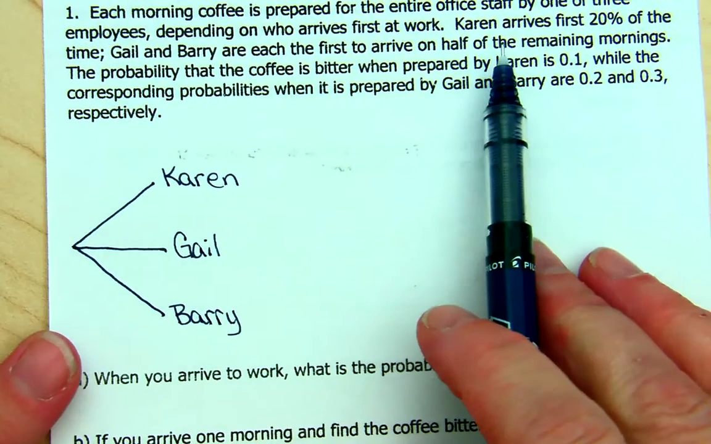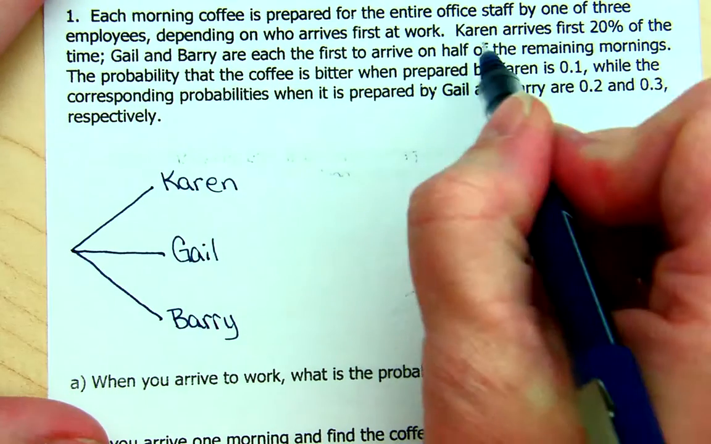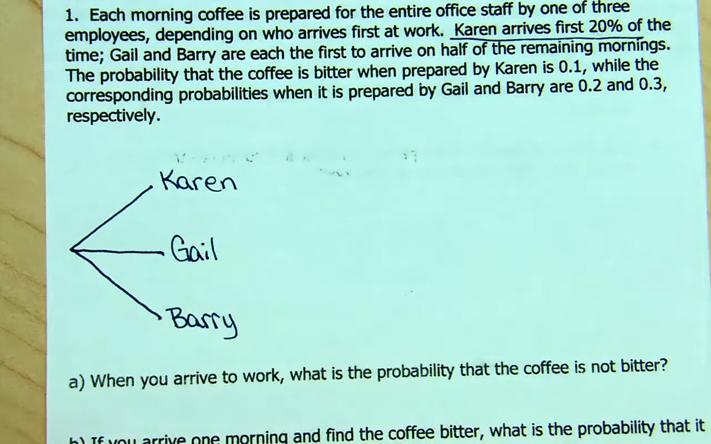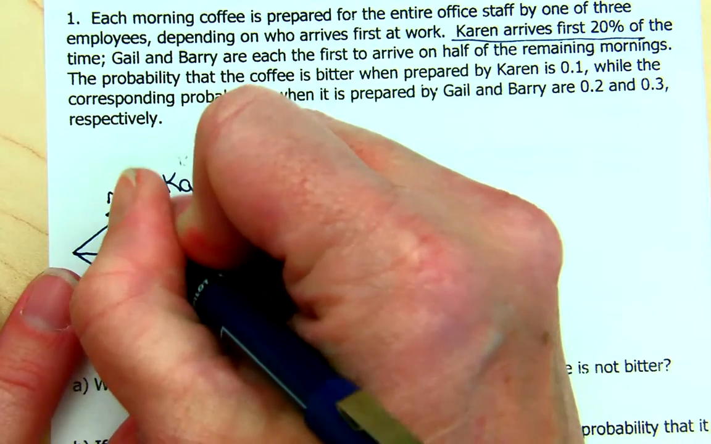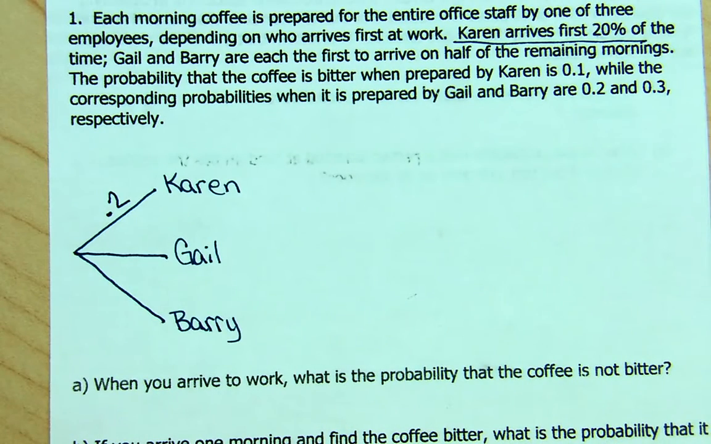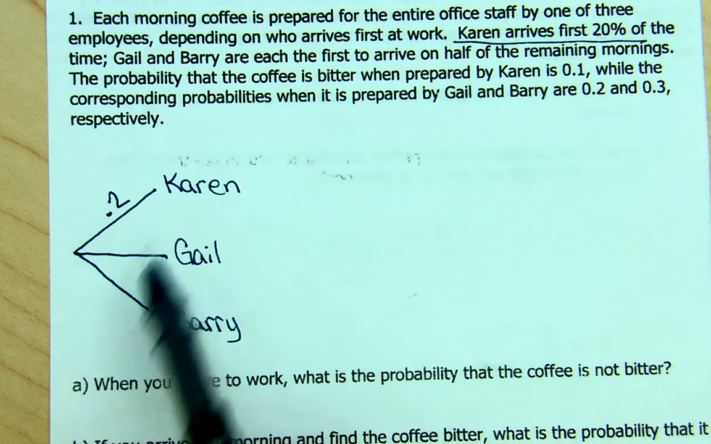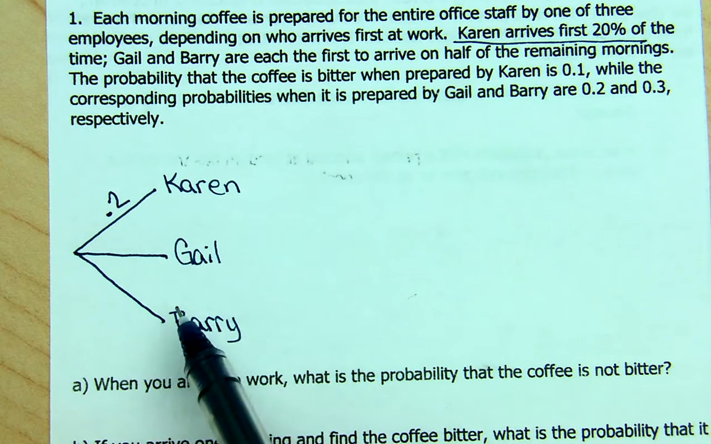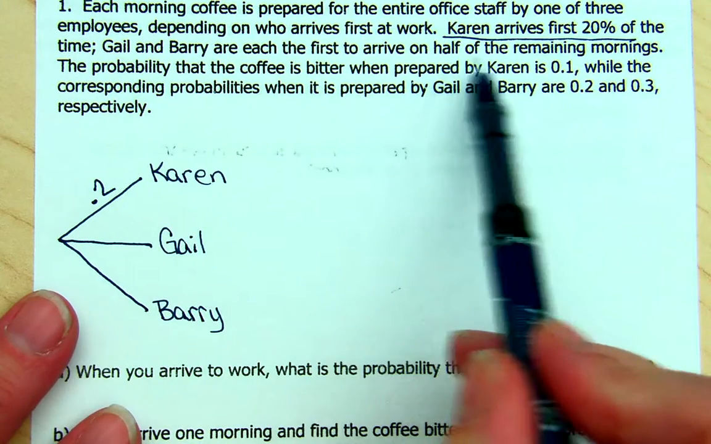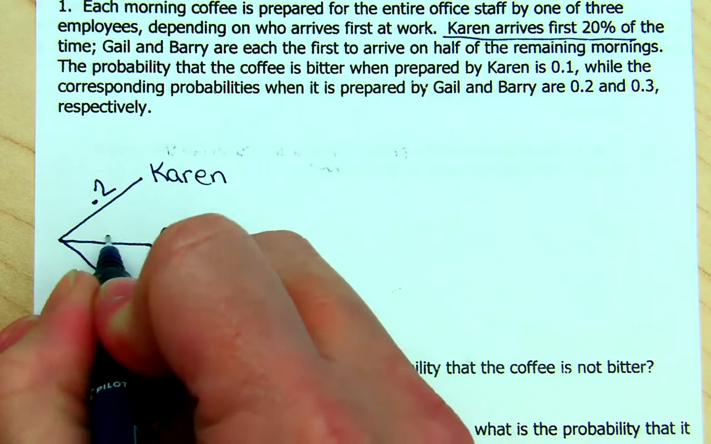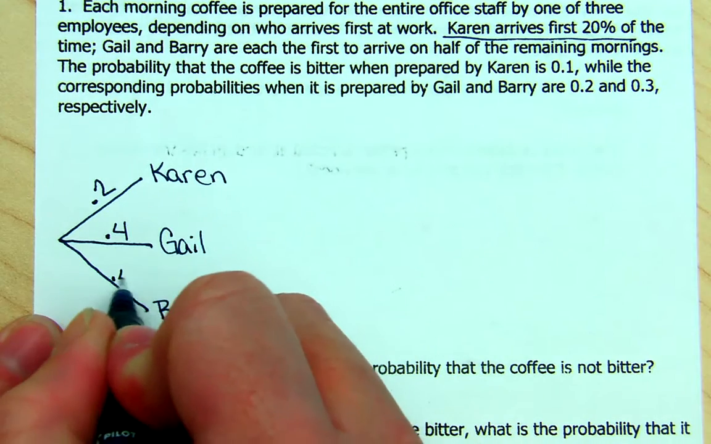So we see Karen arrives first 20% of the time. So on this line going out toward Karen, we're going to put 0.2 because that's 20%. So that leaves 80% of the time one of these other two people are there first, and it says they arrive first on half the remaining mornings. So this is going to be 0.4 and 0.4.